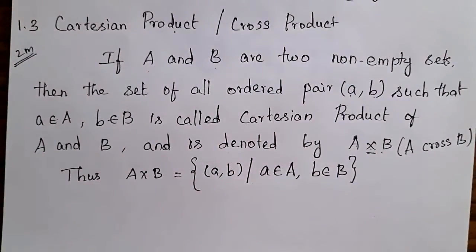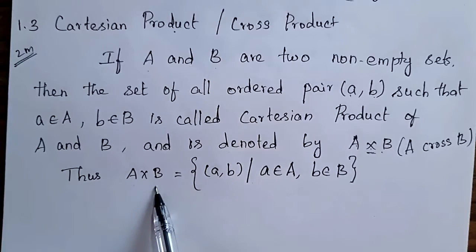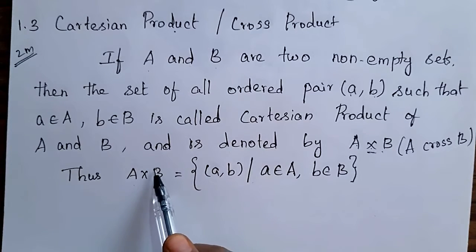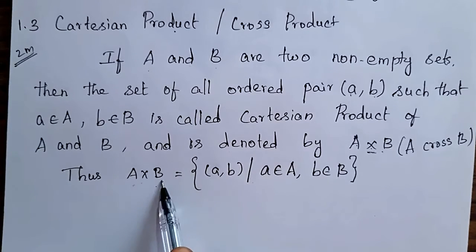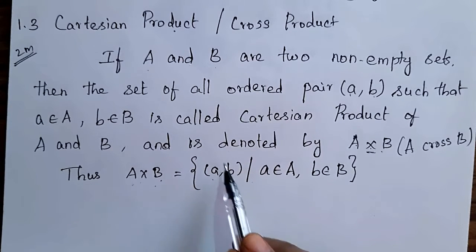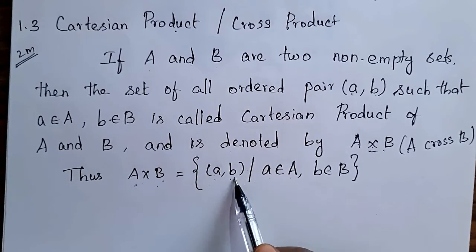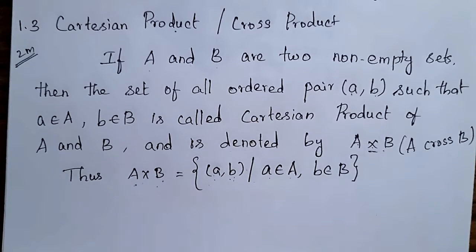Okay, Cartesian product is also known as cross product. How do they denote it in symbol? A cross B. Whenever you see A cross B, just remember that A cross B means Cartesian product. That is equal to the set of all ordered pairs (a, b) such that a belongs to the set A and small b belongs to the set B. That's all. I hope you understand it.